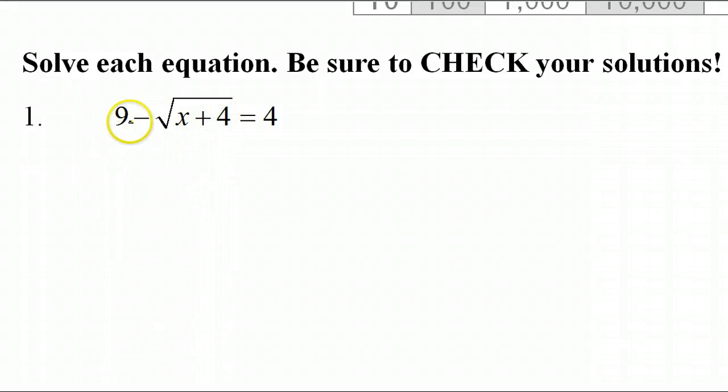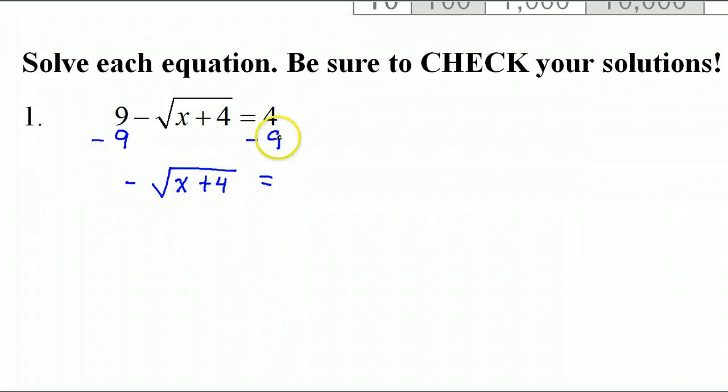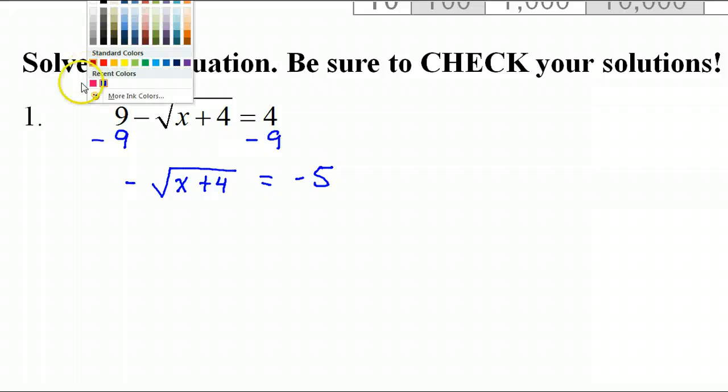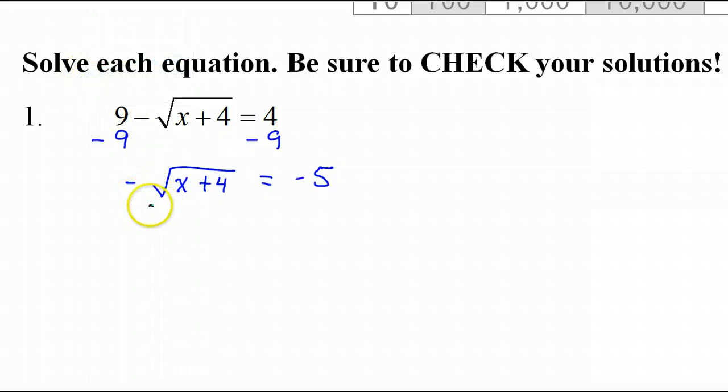So we need to get rid of this 9 and the negative sign. So in this case we would subtract 9 from both sides. That's a positive 9, so we need to do a negative 9. So they cancel out. And that will leave us with negative radical x plus 4 equals, alright, 4 minus 9, that's negative 5. Now we still need to get rid of the minus sign in front, so divide by negative 1.